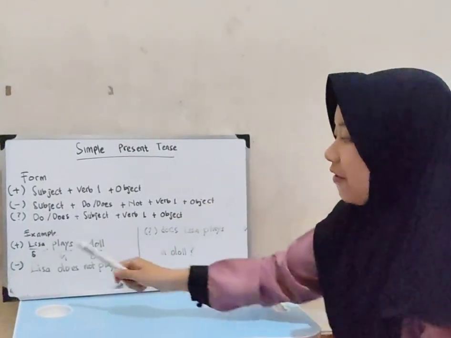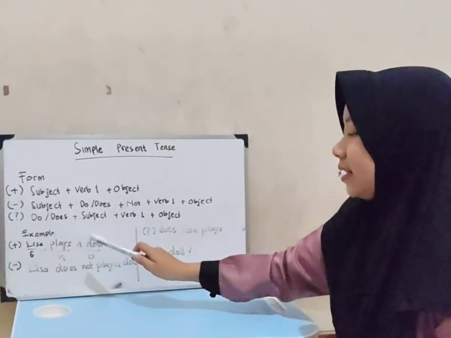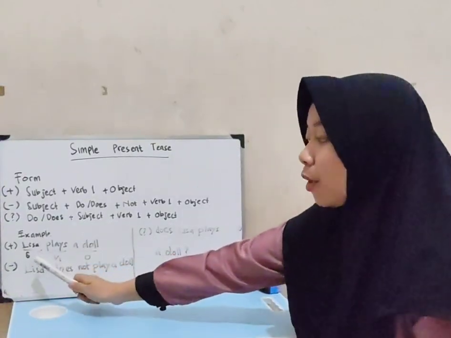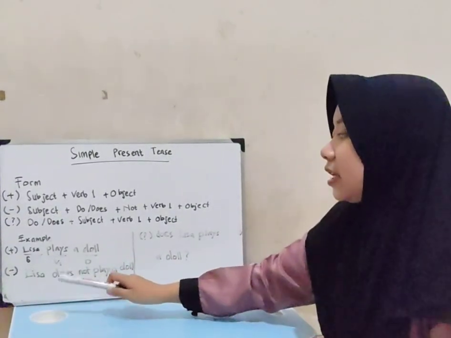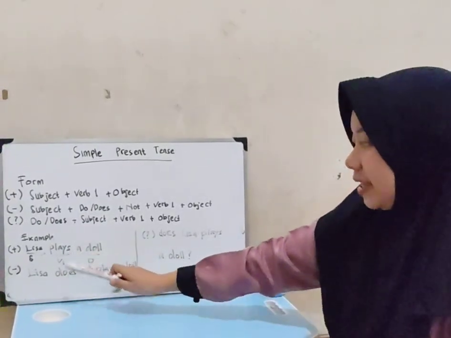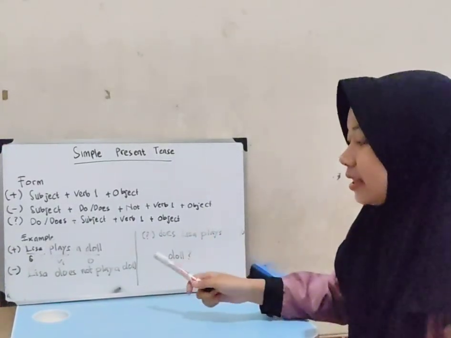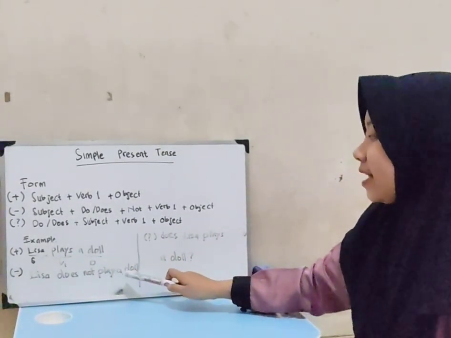For affirmative, the sentence is Lisa plays a doll. If using the name of a person, we add s after verb 1. For example, play becomes plays. Lisa plays a doll. So for negative, Lisa does not play a doll.